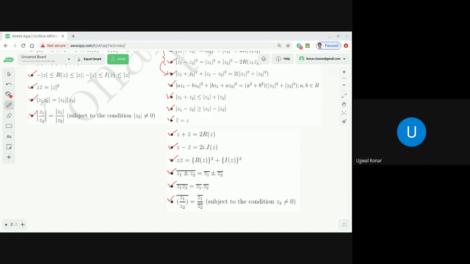So now, what I would like to do is solve one or two problems related to amplitude and argument. Okay. So that will make our idea clear. So just give me a couple of minutes so that I can find a couple of questions related to amplitude and argument.